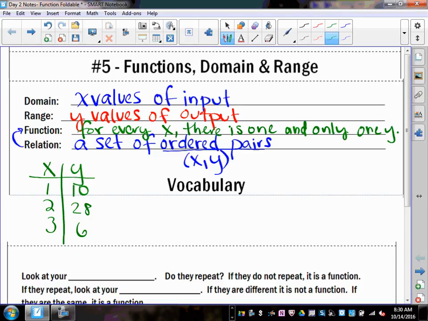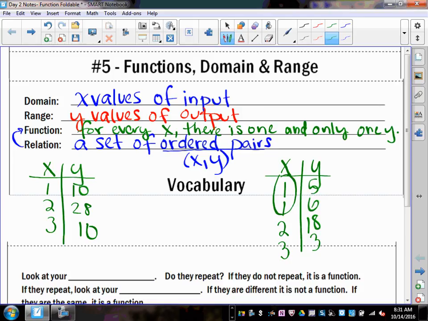What if I changed it to this, though? For each x, is there only one y value? Now be careful. For each x, there's only one y, right? But what if I had this? For each x, is there only one y? No. My x value of 1 goes to two different y values. So this here would be not a function.